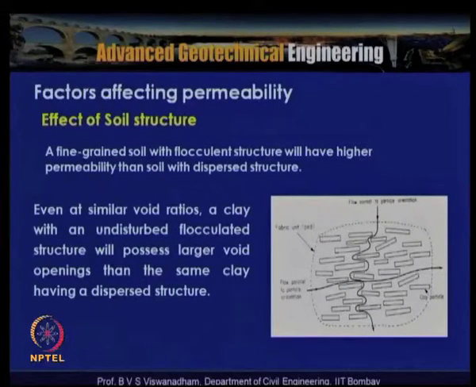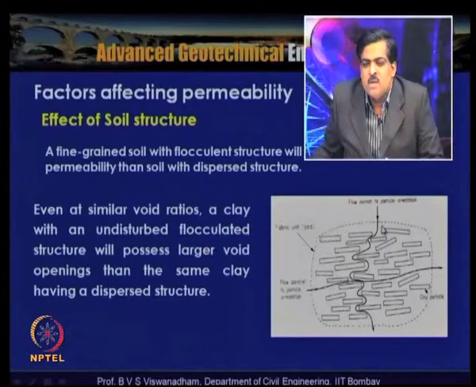Even at similar void ratios, a clay with an undisturbed flocculated structure will possess larger void openings than the same clay having a dispersed structure. With a dispersed structure, the permeability in this direction is found to be less. When flow takes place in this direction because of a higher hydraulic gradient, the permeability will be higher, along the platelet particles.